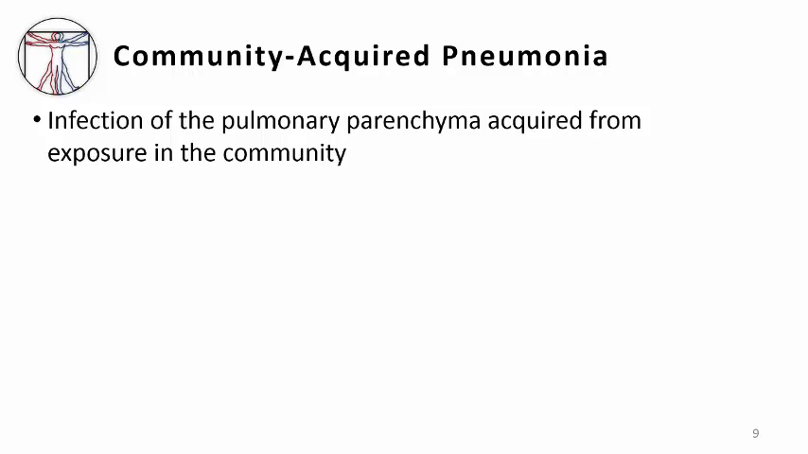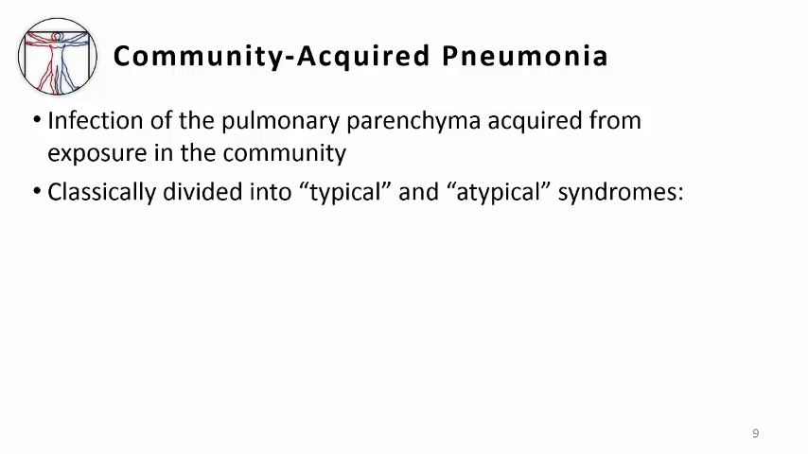Community-acquired pneumonia is a lower lung infection that occurs within the pulmonary parenchyma in a patient who is living in the community rather than in a healthcare setting. Historically, there has been an overlapping but somewhat useful distinction between what is called typical and atypical pneumonia syndromes.